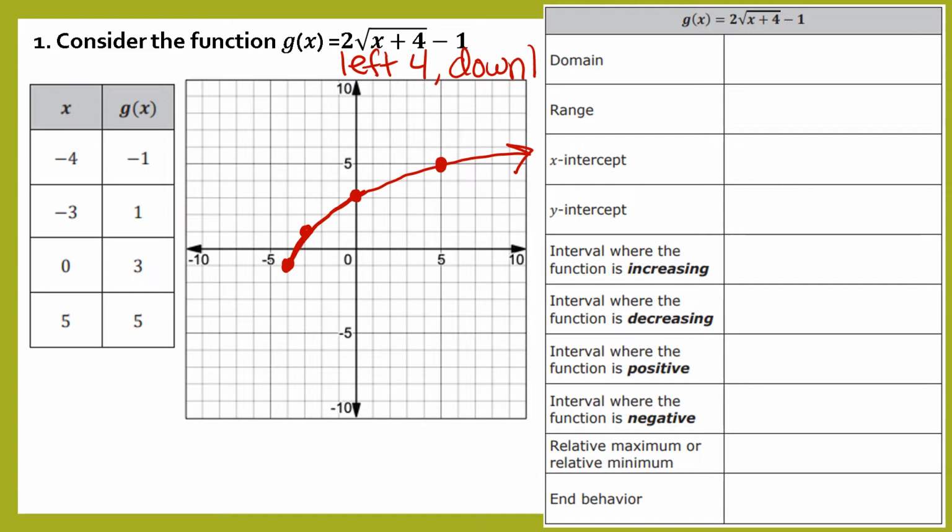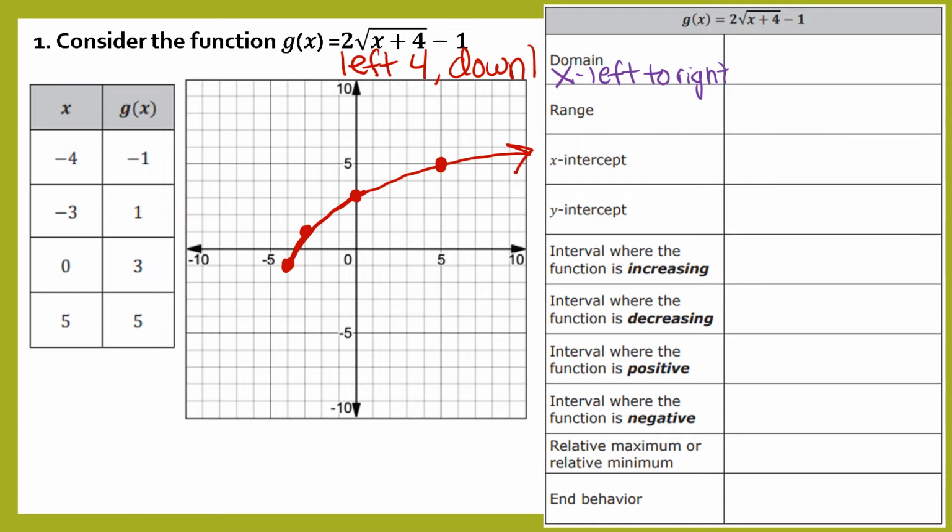Alright, so for domain, is domain my x's or my y values? X's or y's? It's the x values. So for domain, we scan from left to right. That's how we figure out our domain. We've talked about it a few times before. We want to look and see, where do I start getting x values? Where do I stop getting x values?